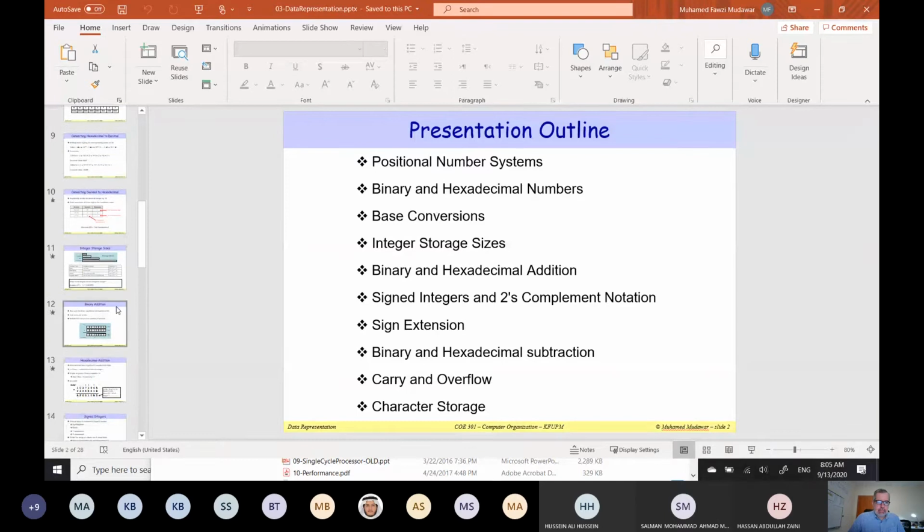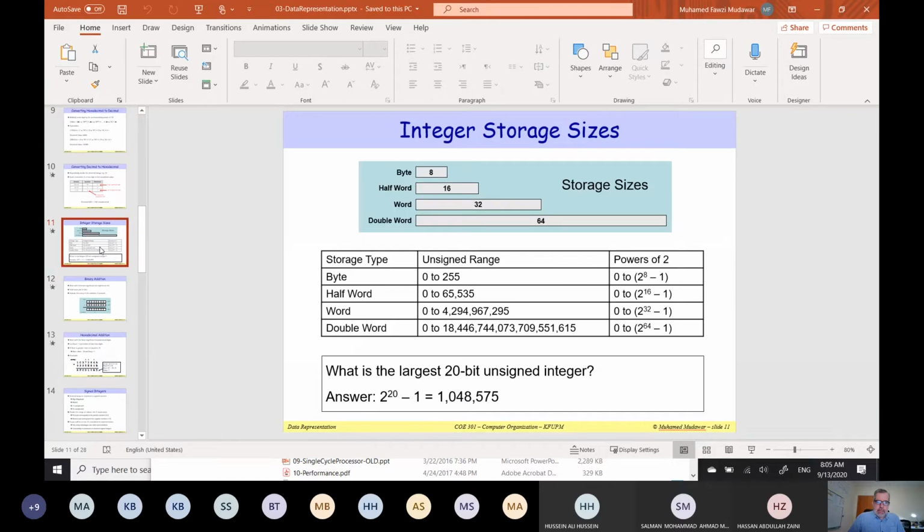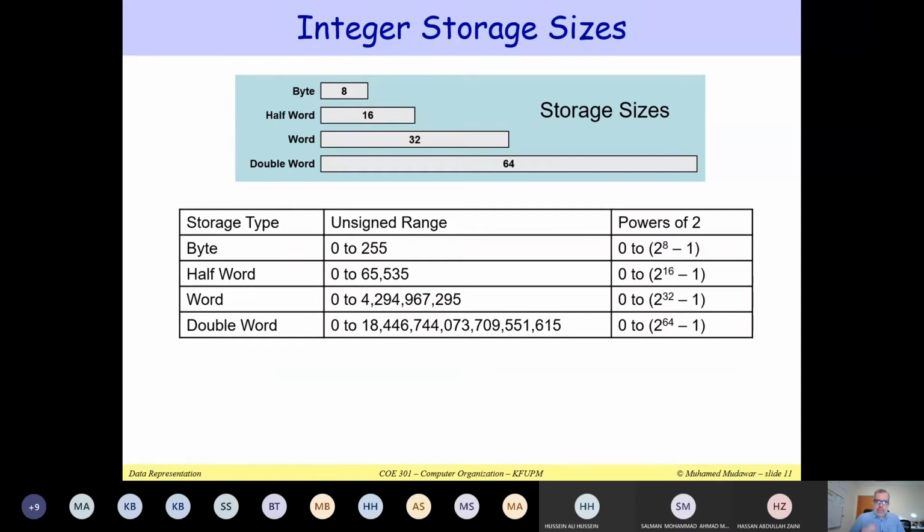But before that, let me talk about the integer storage sizes. In the MIPS architecture, a byte is defined to be 8 bits. Can you see my lecture? Is it clear? Everything is clear? Okay, good. So the byte is shown here as 8 bits. The word is defined to be 32 bits. So 32 bits means 4 bytes. This is the word size.